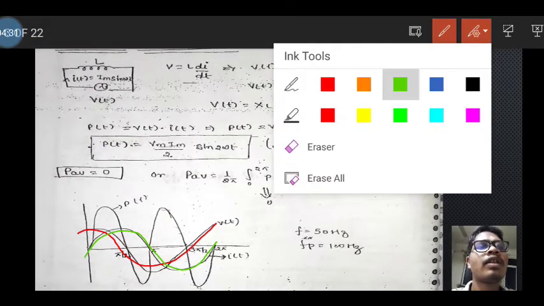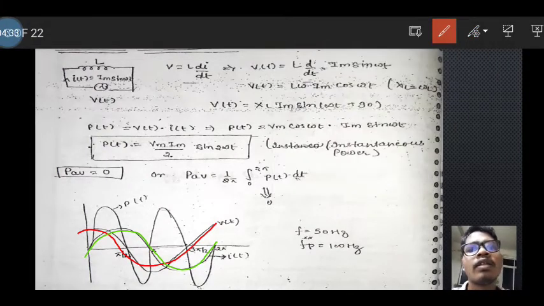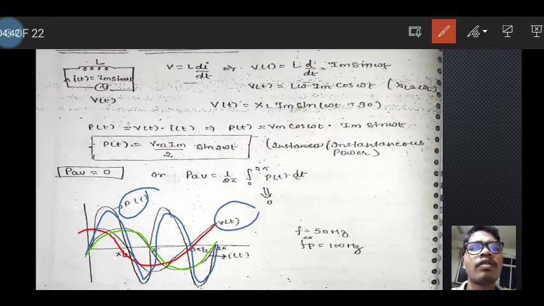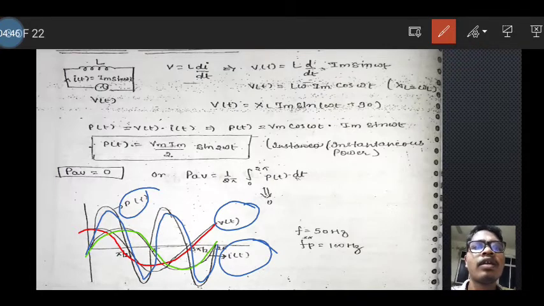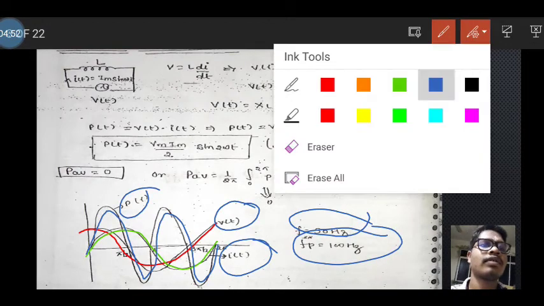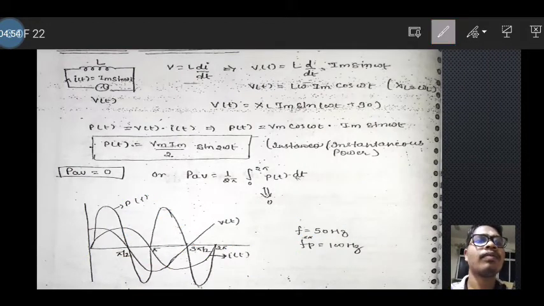So after multiplying, you will get the power curve like this. This is the power curve, this is the voltage curve, and this is the current curve. Here also, for a frequency of 50 Hertz, the power frequency will be 100 Hertz. Is it clear to you?